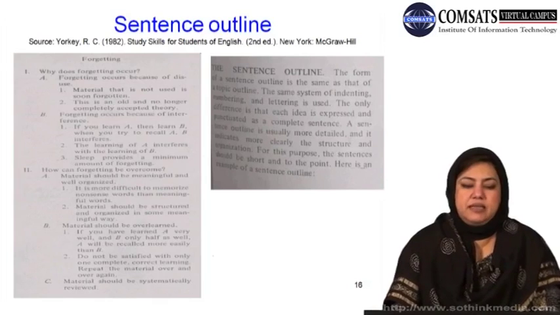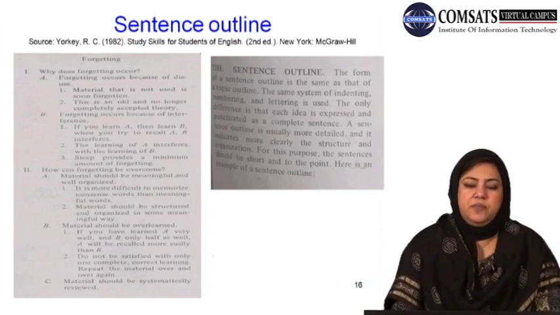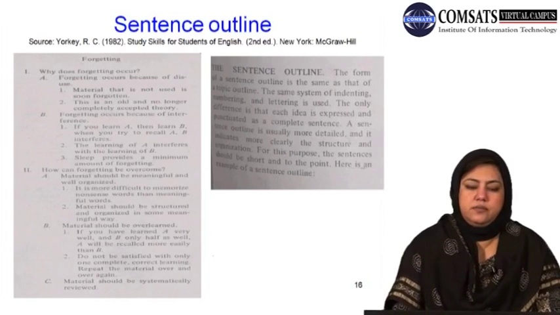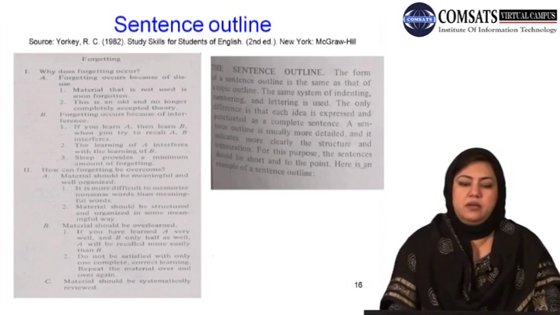Again, you can see this is a comparatively more complex outline as compared to a macro outline or a topic outline, because within each subheading you can see that some further categories or subheadings are created. For example, within main category 1 and subcategory A, forgetting occurs because of disuse. You can see 1 and 2. 2 points are mentioned. 1, material that is not used is soon forgotten. 2, this is an old and no longer completely accepted theory. So these are the 2 points that the writer would like to talk about while writing on the topic forgetting.